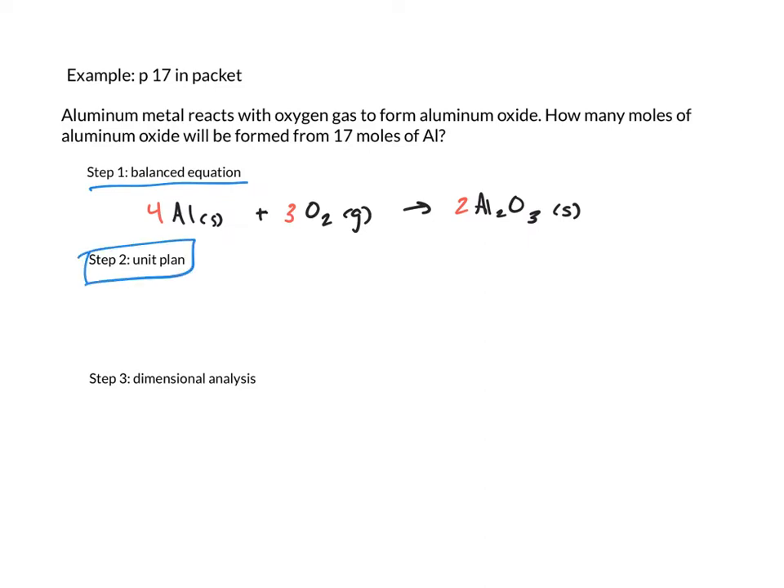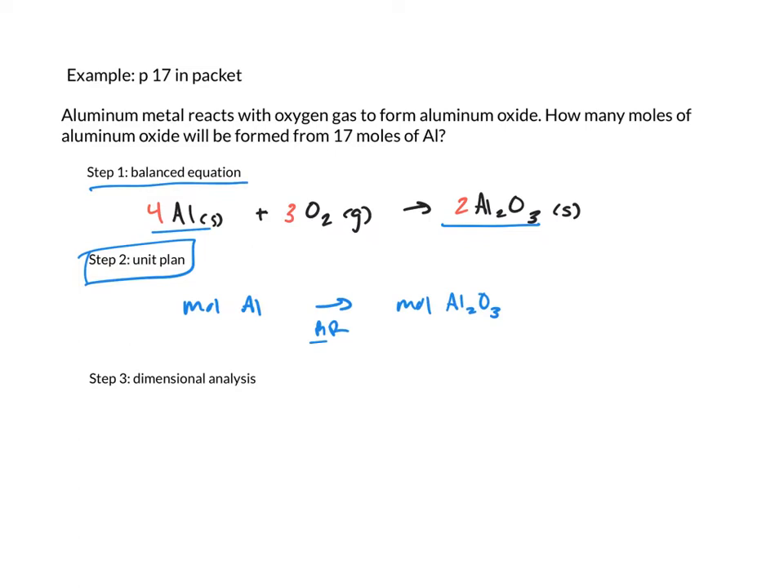Step 2 is going to be, let's make the units work. Let's make a unit plan. Before I think about any kind of numbers, let's just get the units where they need to be. So the unit that I'm starting in here is moles of aluminum, and I want to end up in moles of aluminum oxide. Now, can I go there in one step? Yeah, because I have a balanced equation that relates the moles of aluminum to the moles of aluminum oxide. So I can use my mole ratio, MR, to convert between moles of aluminum and moles of aluminum oxide.